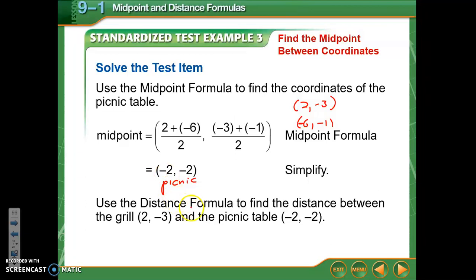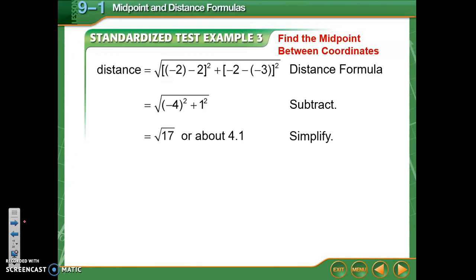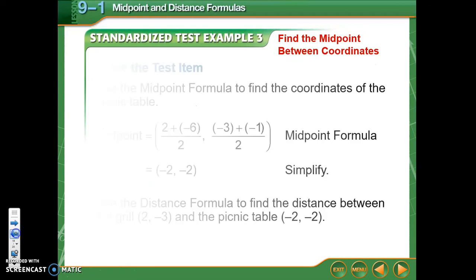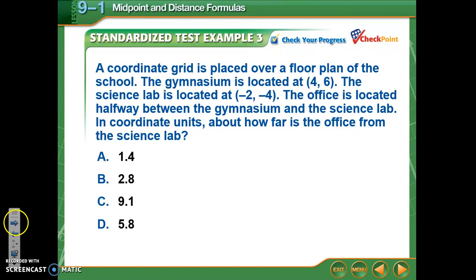Now I want to know how far it is from there to the grill. The grill is at 2, -3. The picnic table is at -2, -2. So we just do the beautiful distance formula. And when we simplify that, we get the square root of 17, or about 4.1 units. So that would be C. Since this was a multiple choice at the beginning, it was a standardized test item. C, 4.1 units.